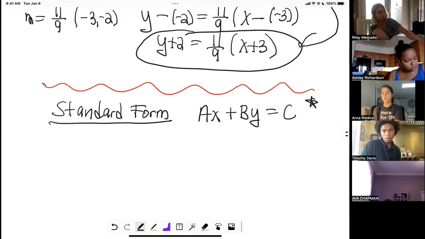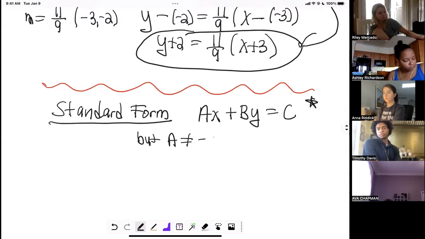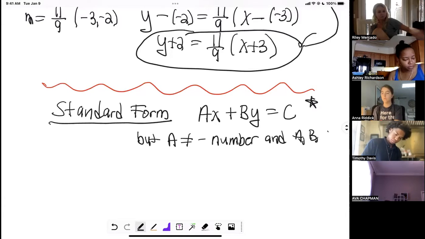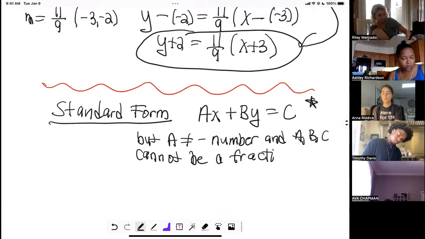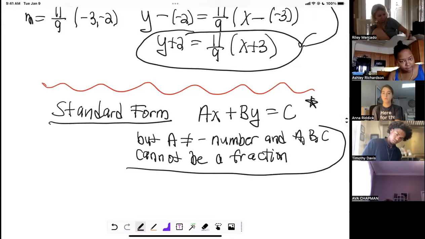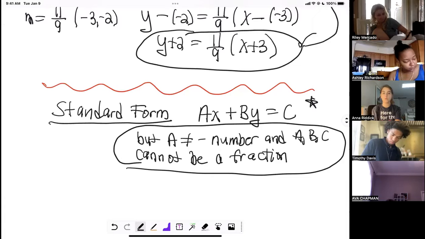But a cannot be a negative number, and a, b, and c cannot be a fraction. That's a must for standard form. A cannot be a negative number and a, b, and c cannot be a fraction. If it is, you gotta fix it.